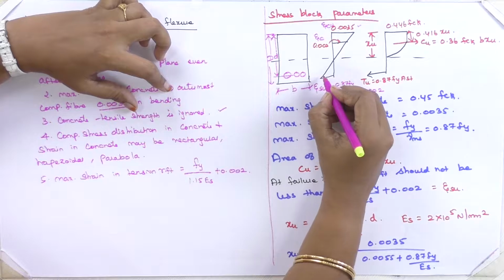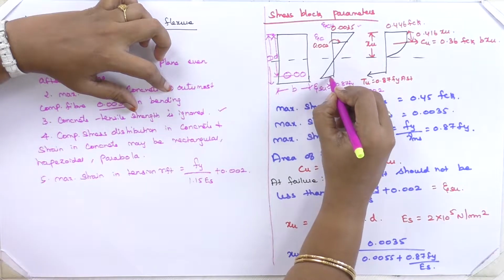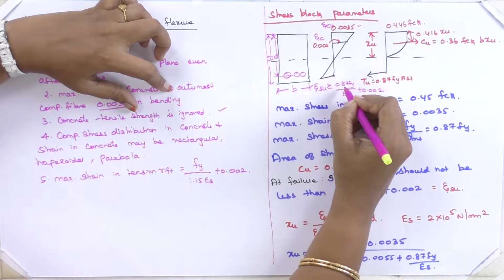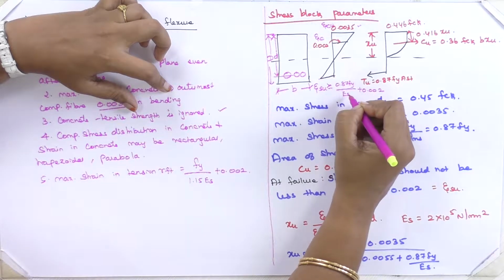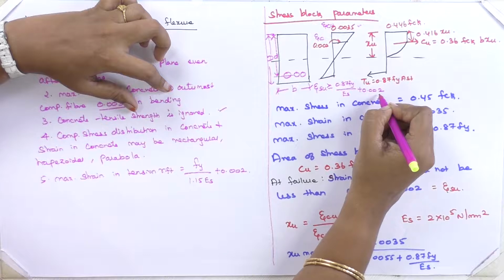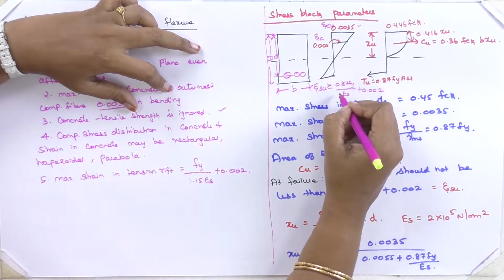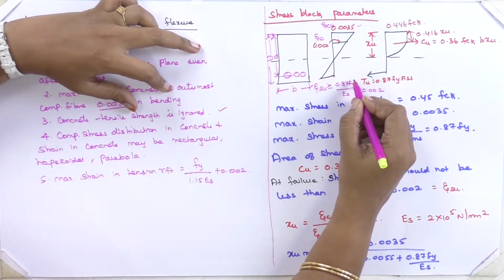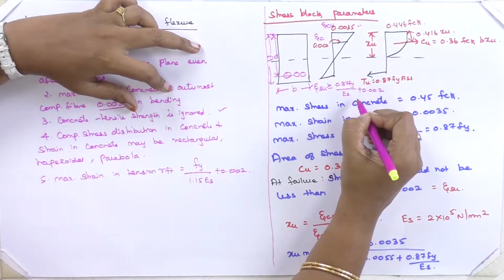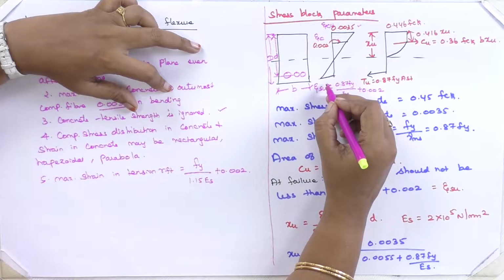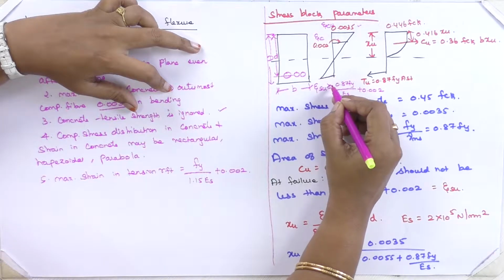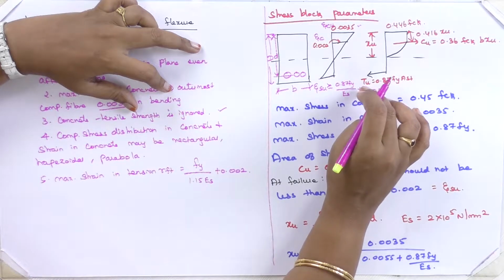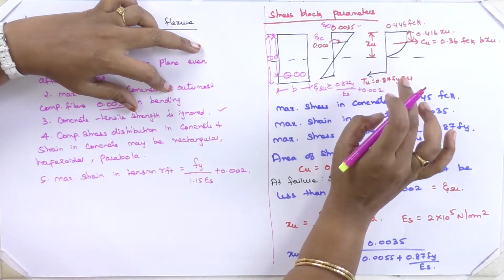Then at the level of steel, we are drawing the strain in steel. It should be greater than or equal to 0.87 Fy by Es plus 0.002. So the strain in steel should reach this value. The ultimate strain should be greater than or equal to this value. After this value, the strain in the steel should fail.